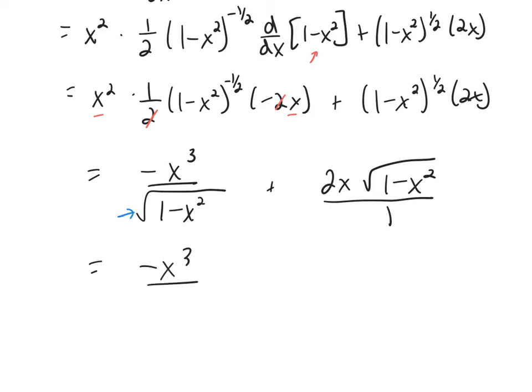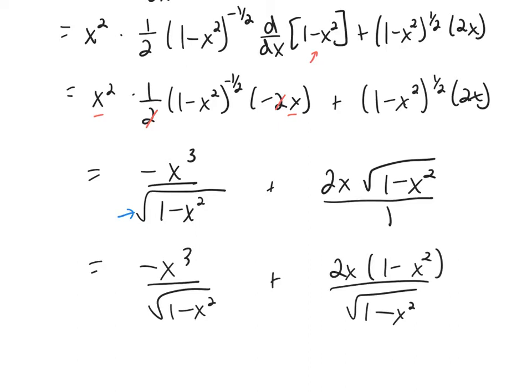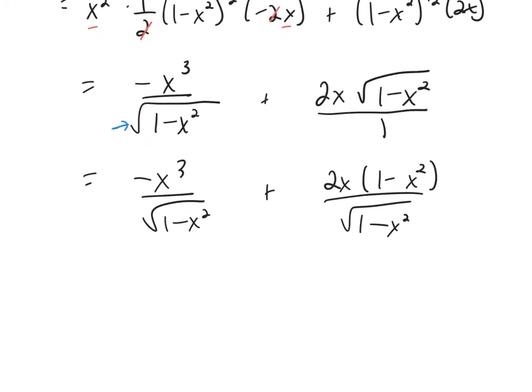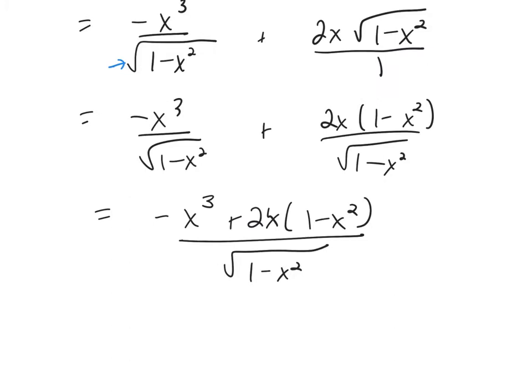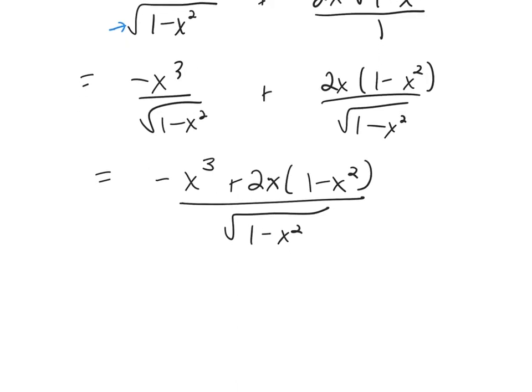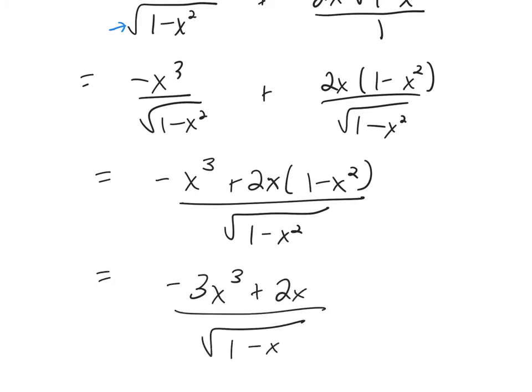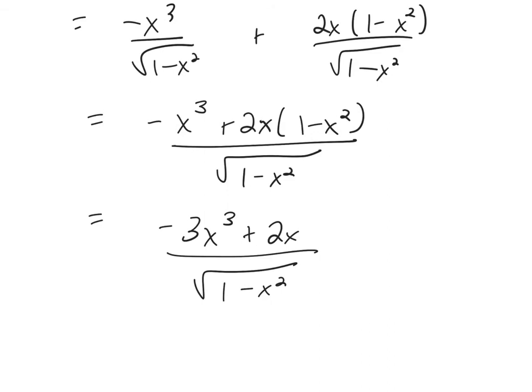So if I multiply top and bottom by the square root here, you would get that. Now that they have the same denominator, you can combine them. Negative x cubed over this square root. Okay, and then if you want to, you can simplify the numerator a little bit more. Negative 3x cubed plus 2x over that square root. And there's my derivative now.